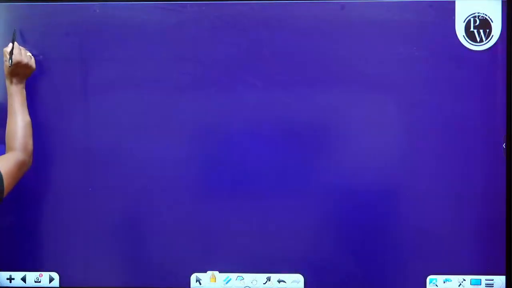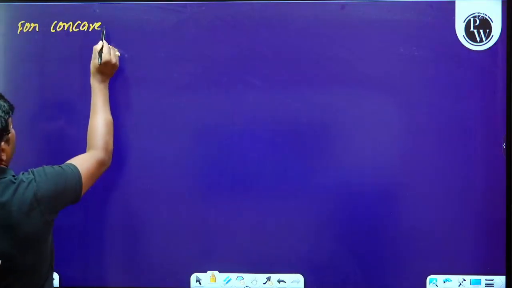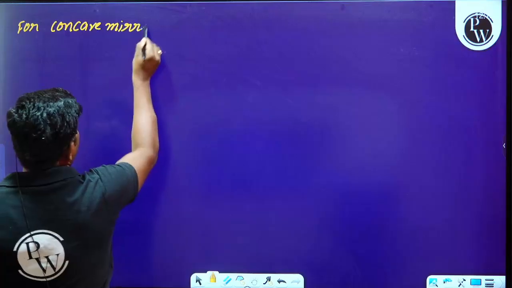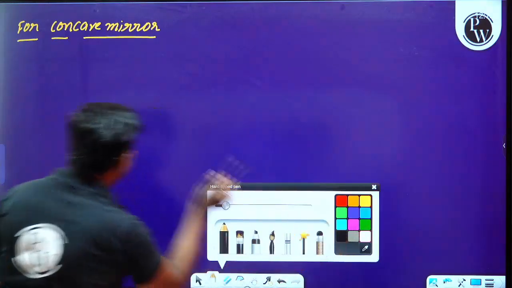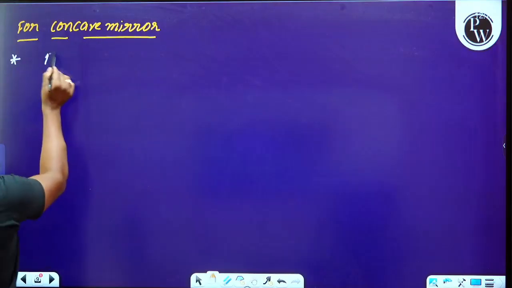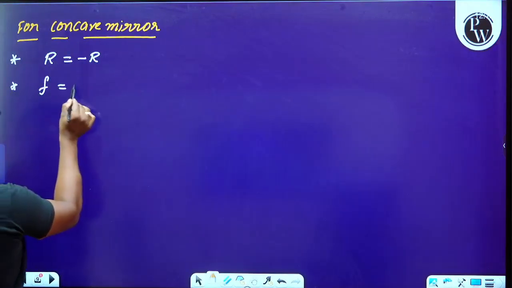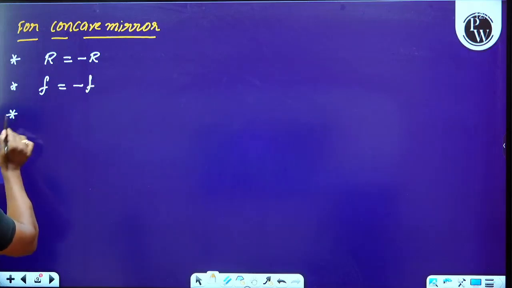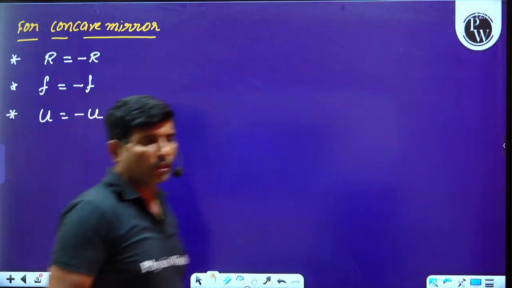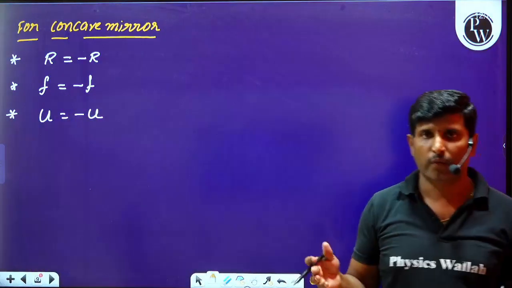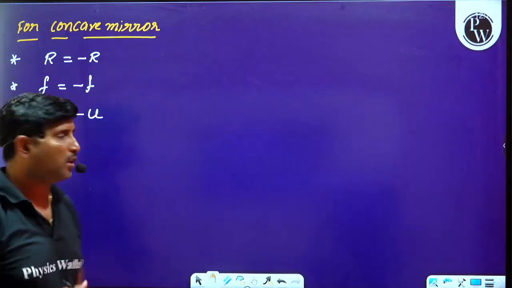For a concave mirror, first we have to write that the radius of curvature is taken as negative, and therefore the focal length is also negative. Object distance is also taken as negative, whether it is a convex or a concave mirror. Object distance always becomes negative.